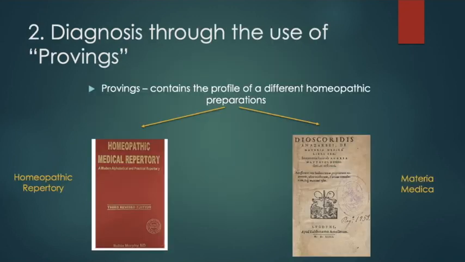Step 2 involves a homeopath consulting the provings, which contain the profiles of different homeopathic preparations. These are found in A, the Materia Medica, which is a collection of drug pictures that describe the symptom patterns associated with individual preparations, and B, the repertoires, which list preparations associated with specific symptoms.